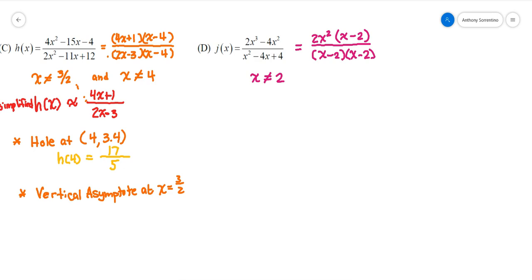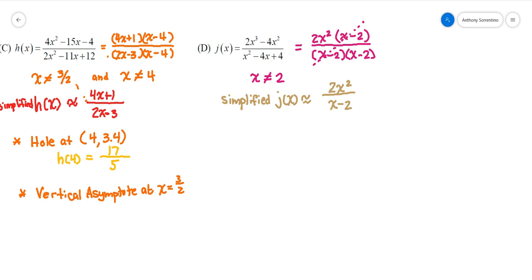Well, I see that both of them have a multiplication of x minus 2 on the top and bottom. I mean, the bottom actually has 2 of them. So when I do my simplified form, now I only have one domain restriction. It has to be either a hole, also known as a removable discontinuity, or a vertical asymptote. Well, which one is it?